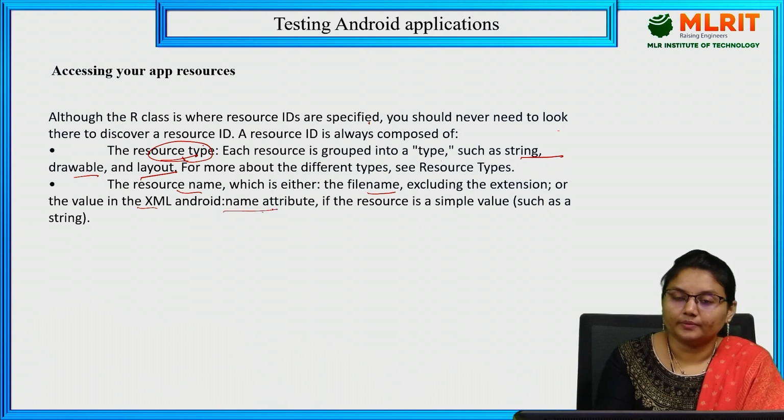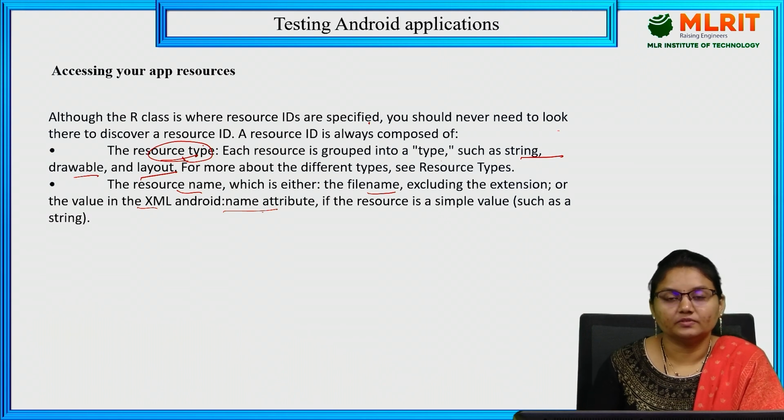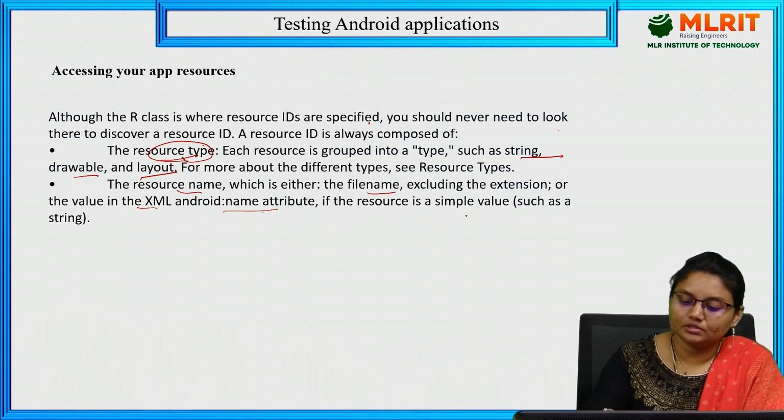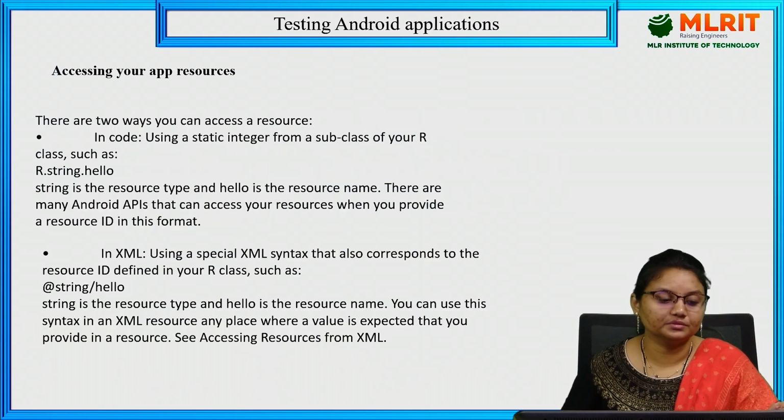android:name attribute. So in the activity_main.xml, we used to give android as a prefix, which is a namespace. android:name we can define if the resource is a simple value. So this is how you can use the R.